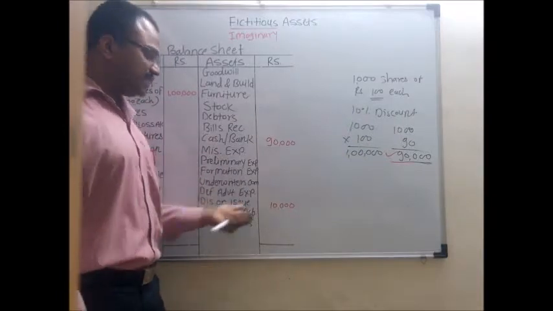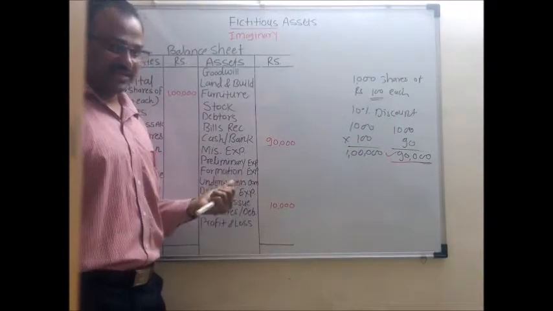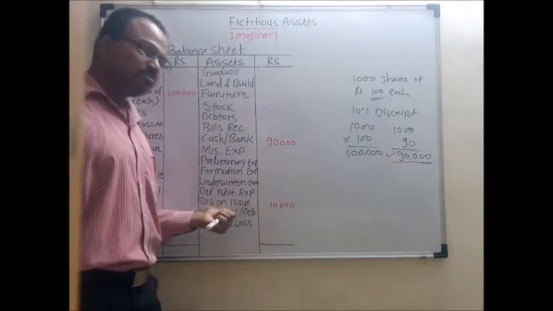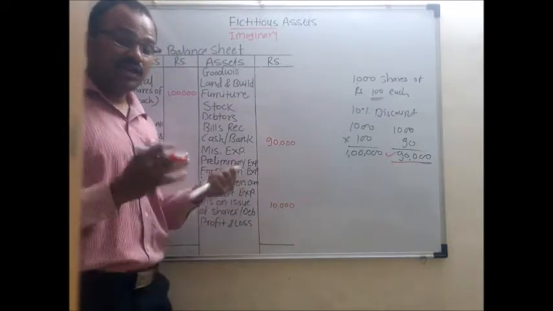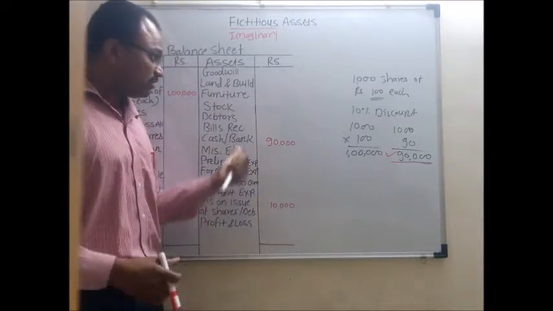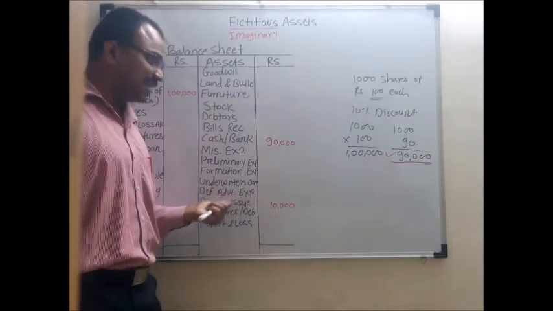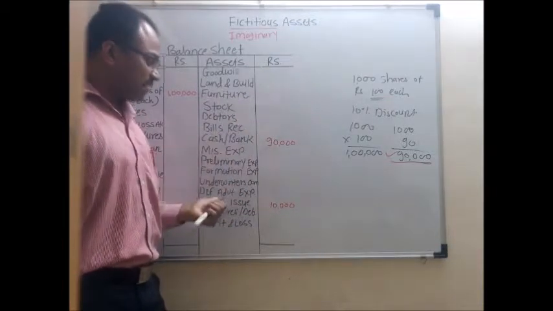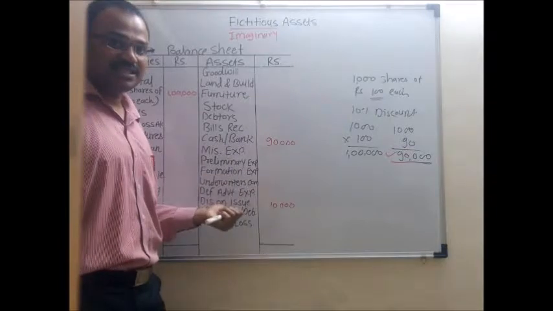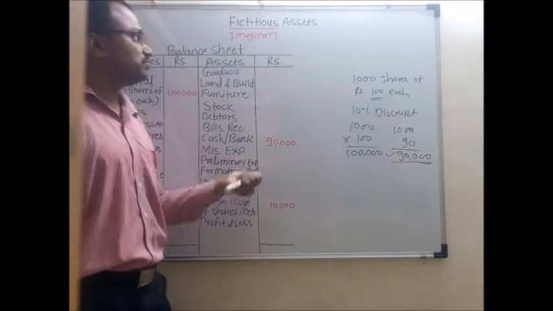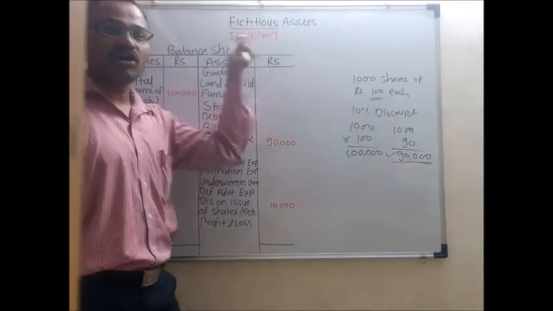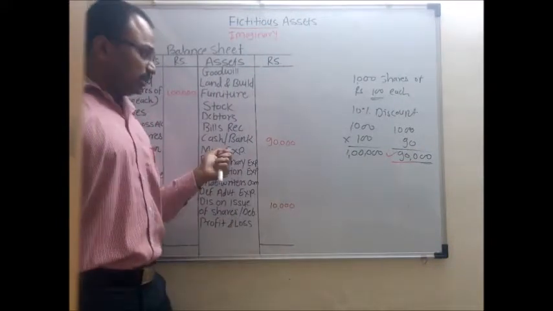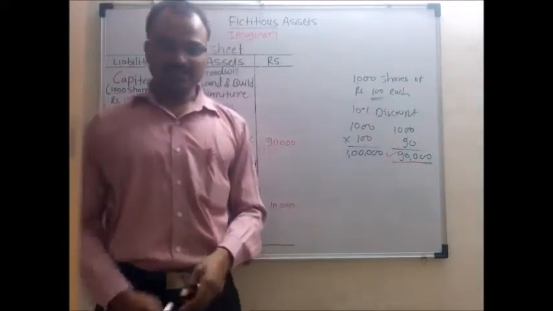So in this way, fictitious assets get created. As this discount on issue of shares is actually a loss of business, it's not an asset of the business. Basically, it is a loss of business. Still, we have shown this as an asset. Therefore, this asset is known as fictitious assets or imaginary assets, which is not real. Okay, let us see one more example of fictitious assets.